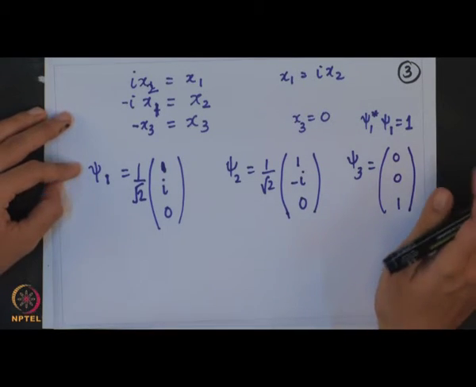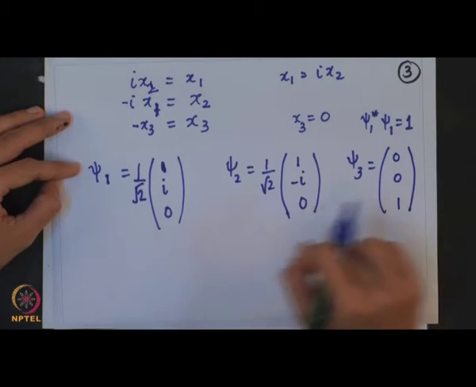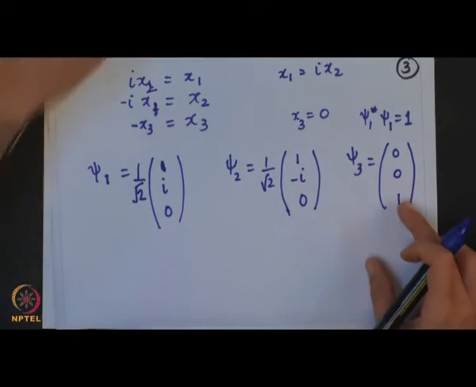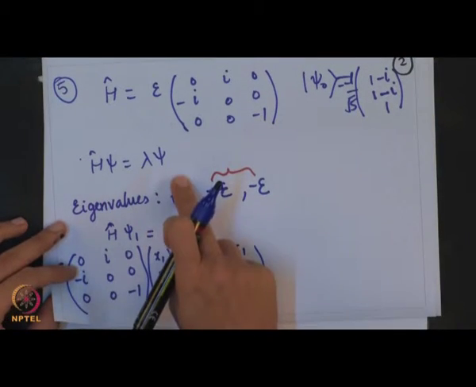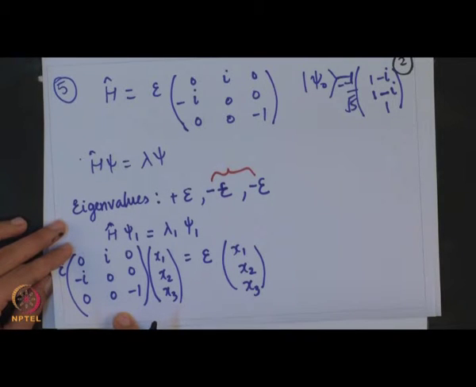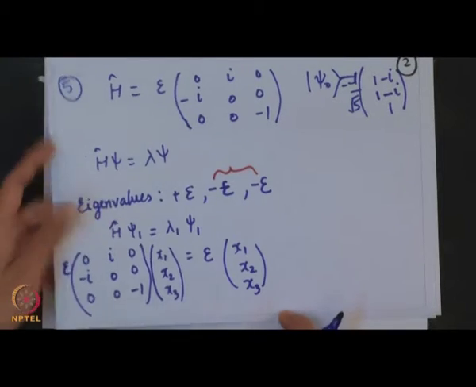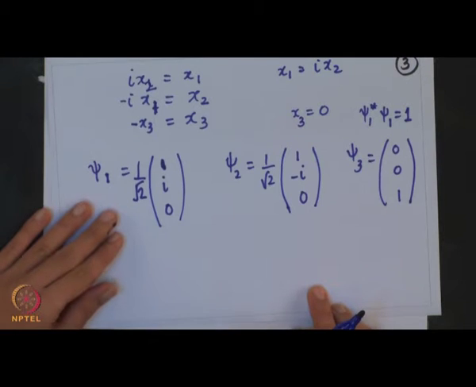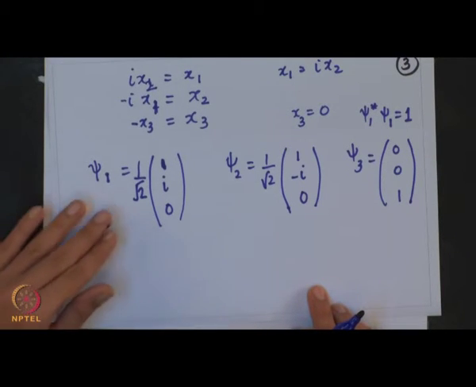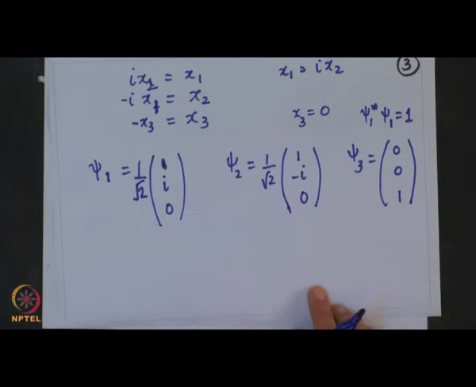I hope you will not have any difficulty in calculating psi 1, psi 2 and psi 3. You have to simply follow this step wherein you will use the energy eigenvalue equation. You have the operator H, you will operate it on the eigenvector, and using this you will get 3 equations, you will solve them and you get the wave function, the eigenvectors psi 1, psi 2 and psi 3. It is not a difficult task.